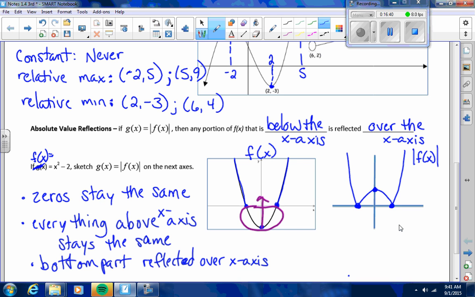Say again? First step is the zeros: identify the zeros and mark those on your new graph. Zeros stay the same. Okay, other questions? All right, let's flip it over.